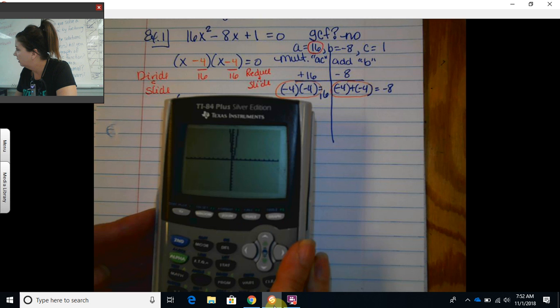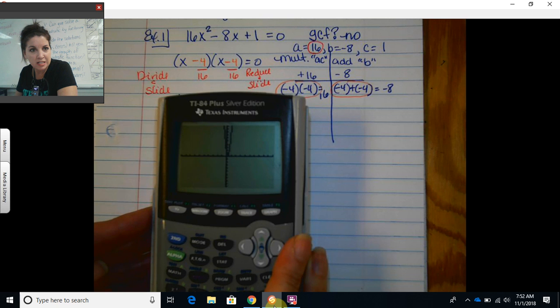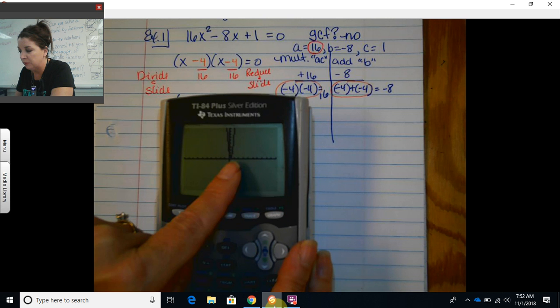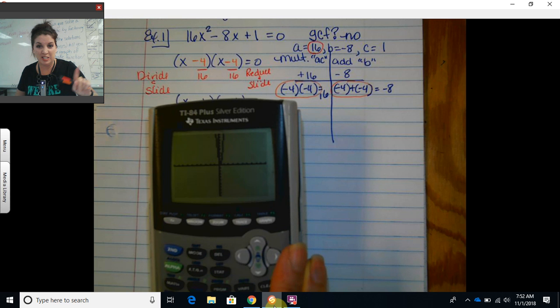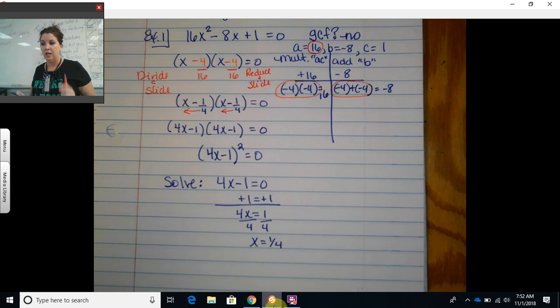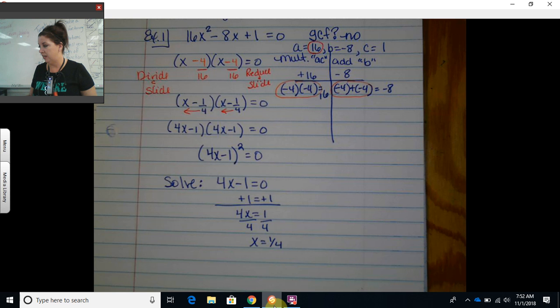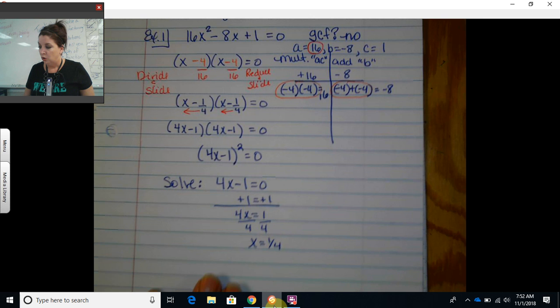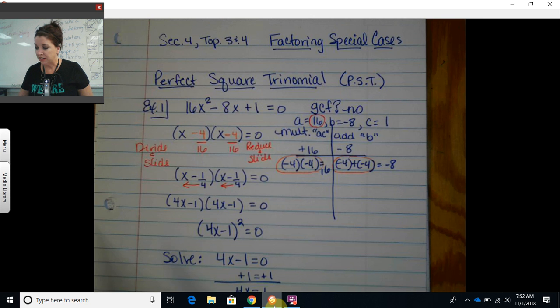It's a really tall, narrow parabola, but the y-intercept, it kind of looks like it's at 0, but you can tell it's not symmetric about the y-axis. It has one y-intercept of 1/4. So whenever our answer is the exact same thing, 2 factors that are the same, that means your vertex is on the x-axis.